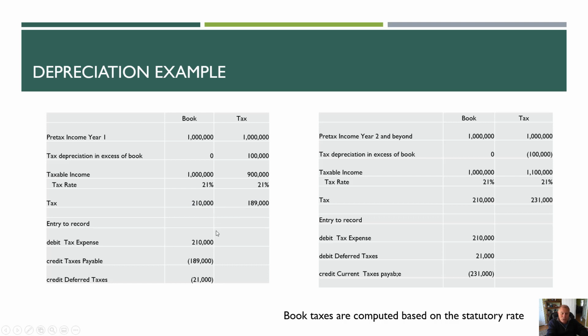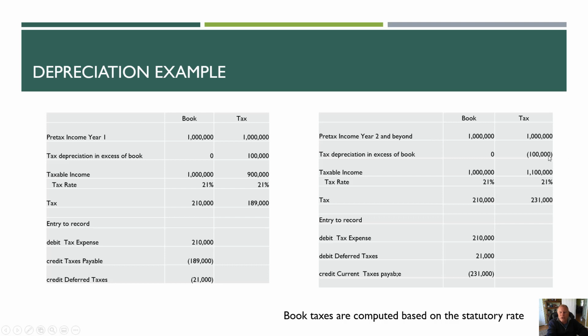So when we do the entry, we're going to debit tax expense, credit current taxes payable, credit deferred taxes. Now, let's assume that in year 2 and beyond, let's just assume it reverses in 1 year.